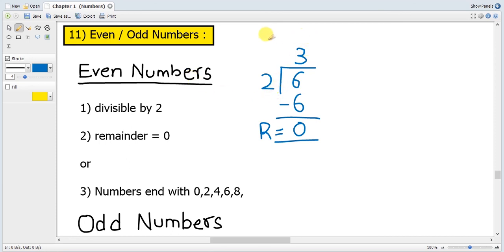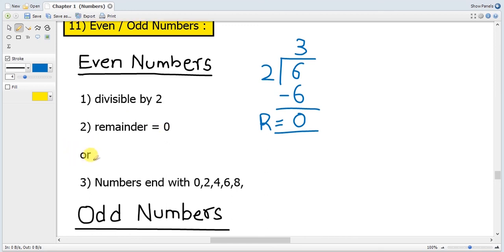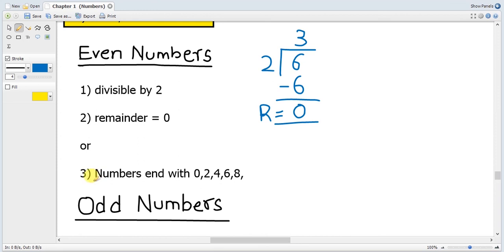If you are not familiar with this division, don't worry, we will cover this concept in detail in our later videos in a separate chapter. So even numbers are the numbers that are divisible by 2 with a remainder 0. Now the third clue is for the students who are not familiar with division, what exactly division is and how it works. This third hint is for the very beginners, who do not know division. It says numbers ending with 0, 2, 4, 6 or 8.